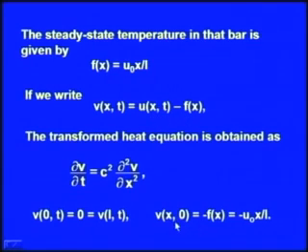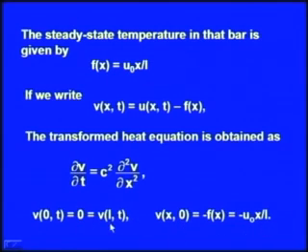So, that is, we get V(x,0) equal to minus f(x), but f(x) is u0 x over L. So, we get V(x,0) equal to minus u0 x over L. Now, the transformed equation, which is again the equation of heat conduction type, has the two end temperatures as zeros, and the initial temperature distribution is given by the function of x, minus u0 x over L.